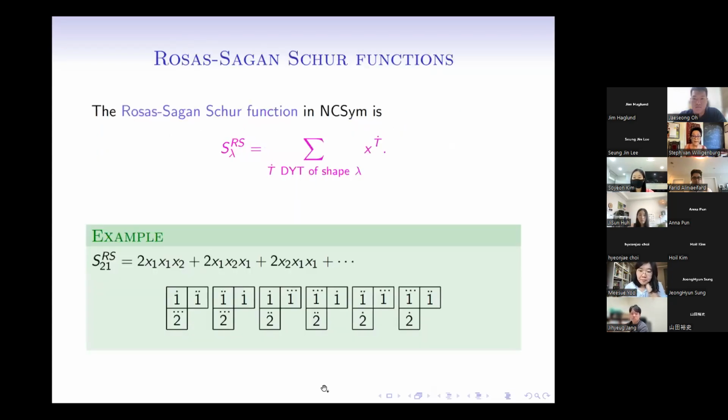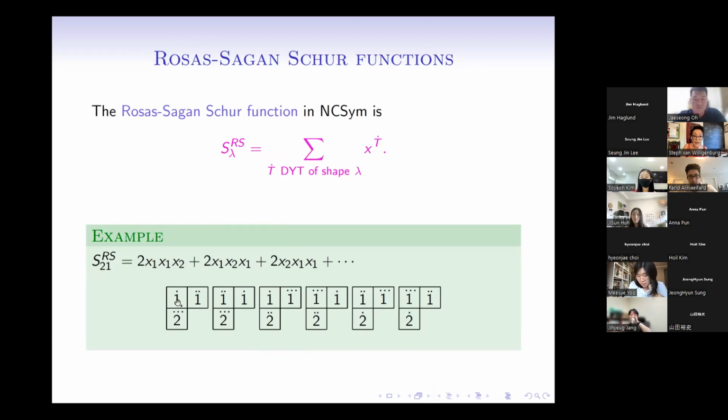Then the Rosas-Sagan Schur functions are defined as follows. S lambda is going to be: you take all dotted Young tableaux of shape lambda, make the monomial corresponding to each, and then add them all up. So say I want to compute my Rosas-Sagan Schur function S21. Well, I'm going to make all my dotted Young tableaux of shape 2, 1, and here are all of the ones that have two 1s and one 2. And then I'm going to make the monomials corresponding to them.